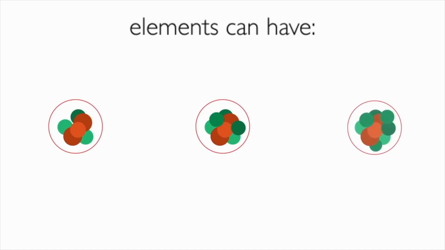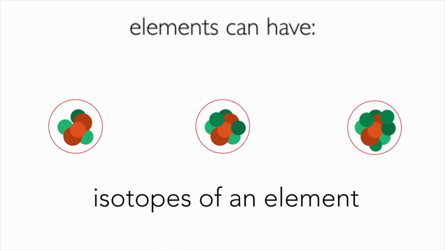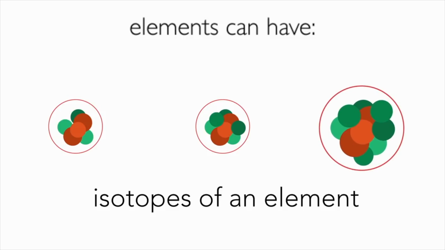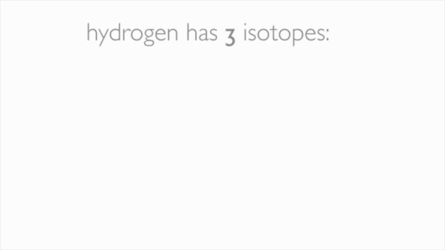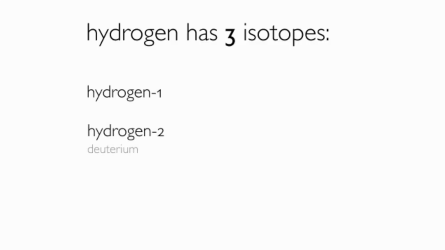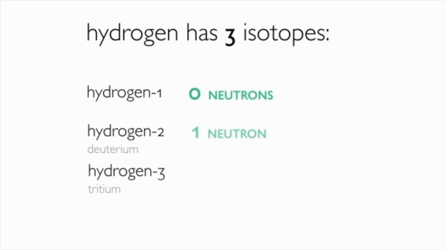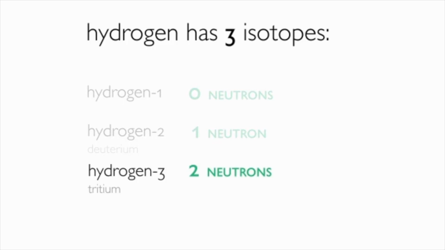Elements can exist with slightly different numbers of neutrons, and we call these isotopes of an element. It is particularly common for heavier elements where a lot of neutrons are required to hold the nucleus together, but smaller and lighter examples include the isotopes of hydrogen. Hydrogen 1, hydrogen 2, also called deuterium, and hydrogen 3, also known as tritium, are the three isotopes of hydrogen. They have 0, 1, and 2 neutrons respectively. Tritium is the heaviest isotope of hydrogen as it has a larger mass number.